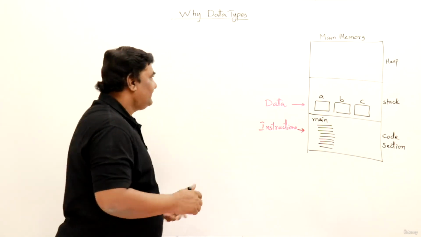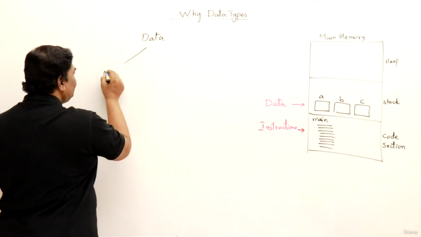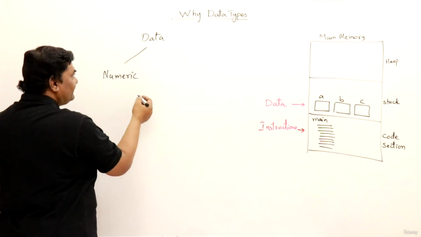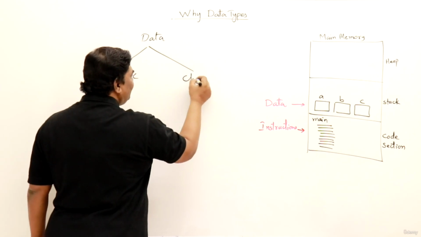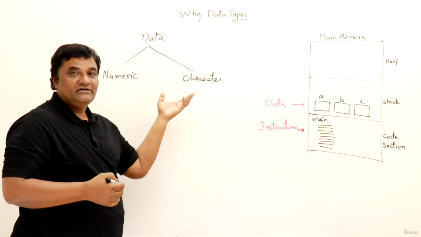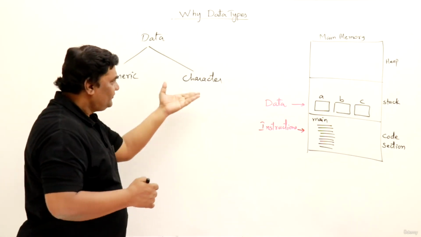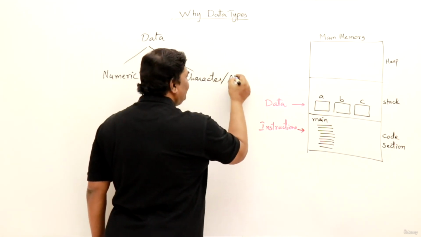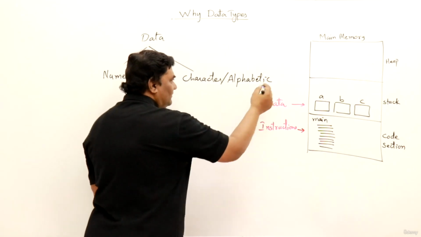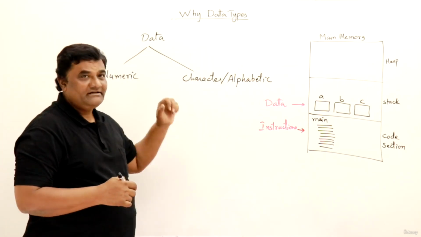So I will categorize the data. We use two types of data in our daily life. One is numeric data, that is a set of numbers or figures. Then we use character type data, that is words or sentences or names of places, in the form of characters. You can also call this alphabetic type of data. So data is either numeric or alphabetic, or you can say character.